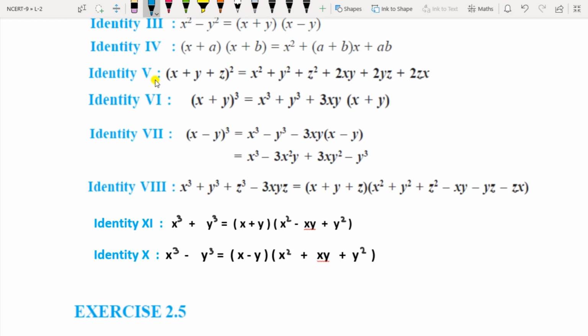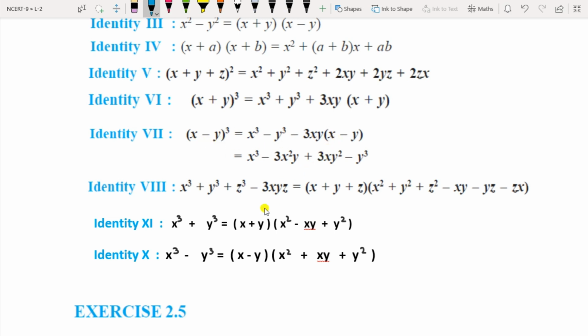We used the 5th, 6th and 7th identities in questions 1 to 7. That was x plus y plus z the whole square equal to x square plus y square plus z square plus 2xy plus 2yz and plus 2zx. If there are two terms and its whole cube, then x cube plus y cube plus 3xy multiplied by the same bracket x plus y. Then x minus y the whole cube is the same thing, but everywhere you have to write the minus sign, that is x cube minus y cube minus 3xy multiplied by the same bracket.